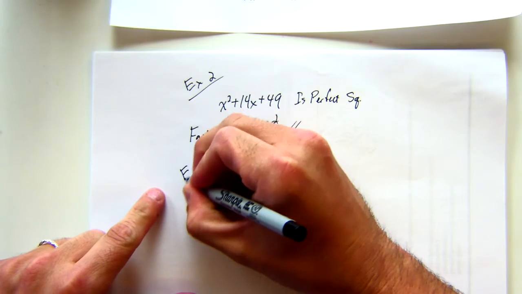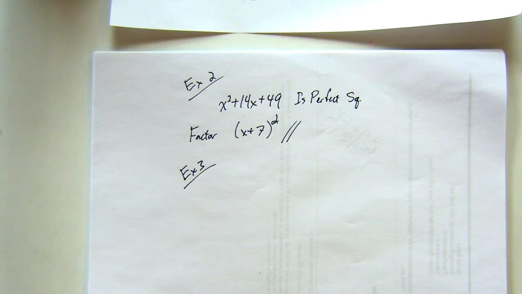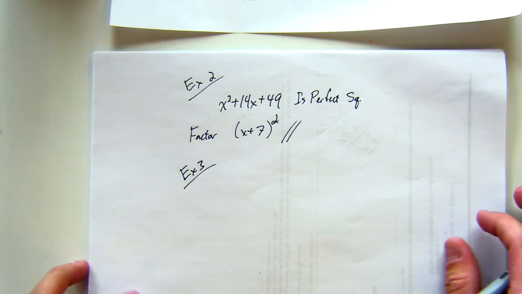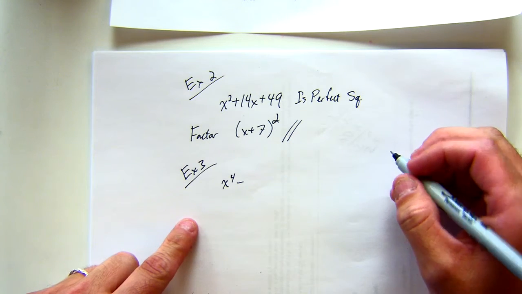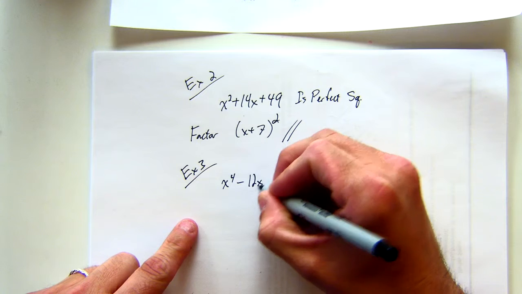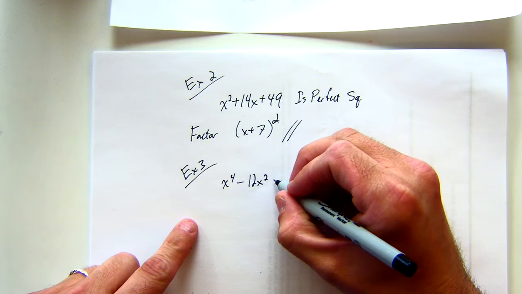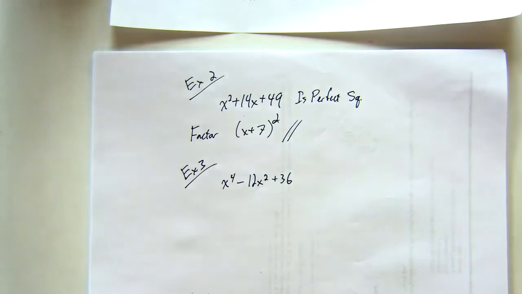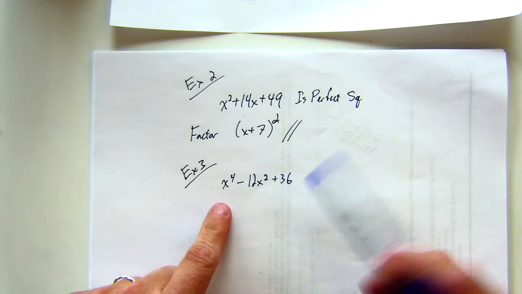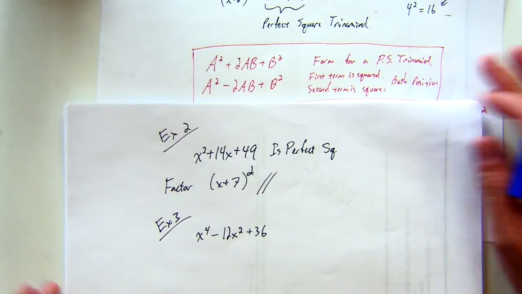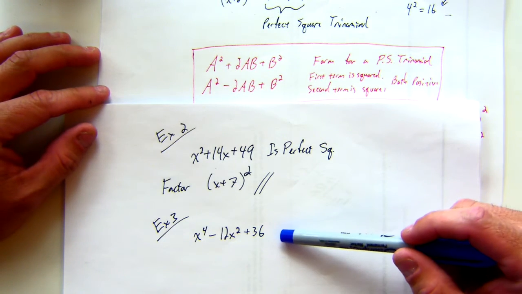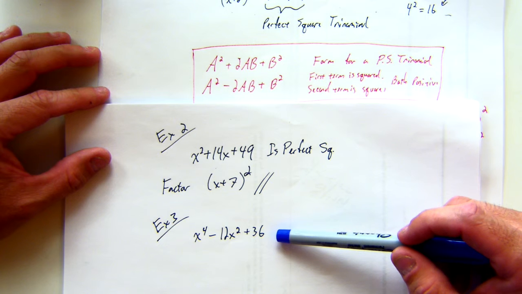Let's do one more example. Let's see. Let's do x to the 4th minus 12x squared plus 36. Okay, so again, here's our form. So first of all, what's the first thing that we might notice about this one? There might be a couple of answers.